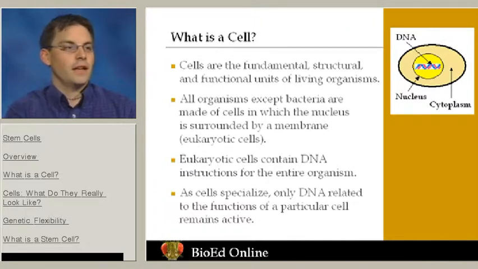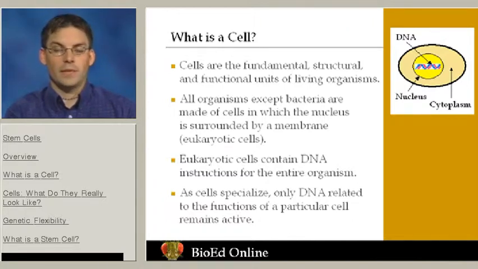Each eukaryotic cell has three principal parts: the cytoplasm, or the body of the cell, the nucleus, or the control center of the cell, and the DNA, which is the genetic material or the instruction booklet of the cell. The DNA contains all of the information necessary to build an entire organism. It also tells the cell what to do, how to do it, and when to do it. We'll explore this point a little bit more in a minute.